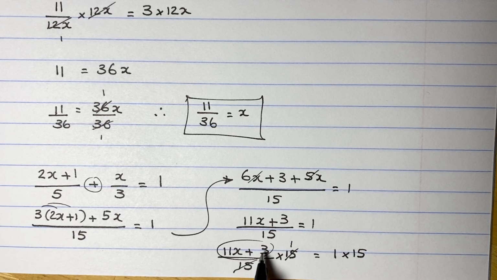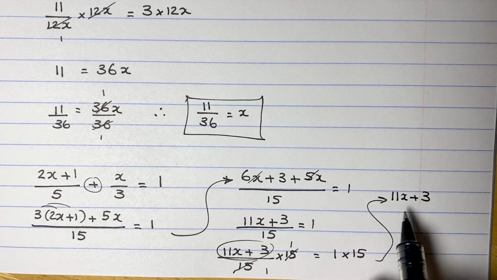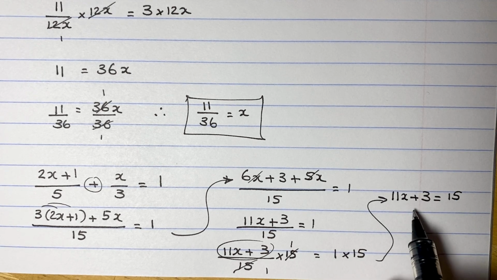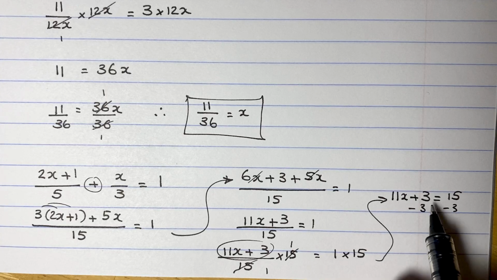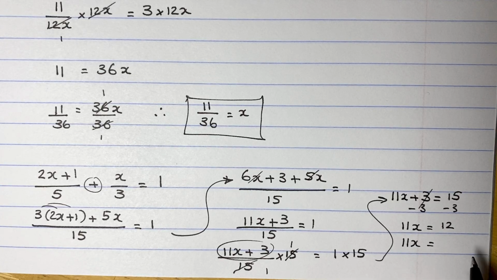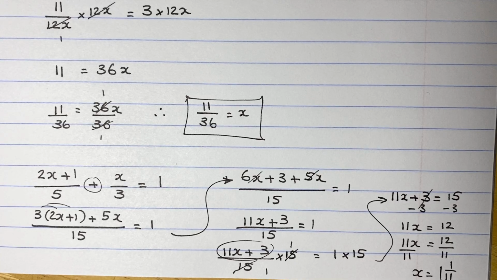So I've got 11x plus 3 equals 15, 1 times 15. Remove 3 from both sides. 11x equals 12. Dividing both sides by 11, x equals 12 over 11, which is 1 and 1 over 11.